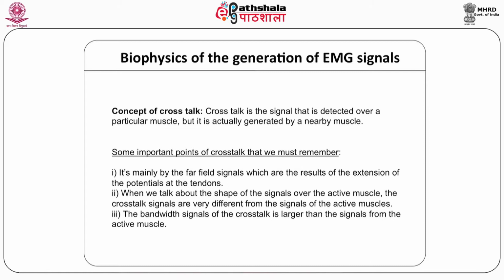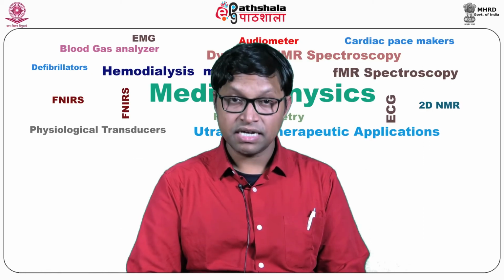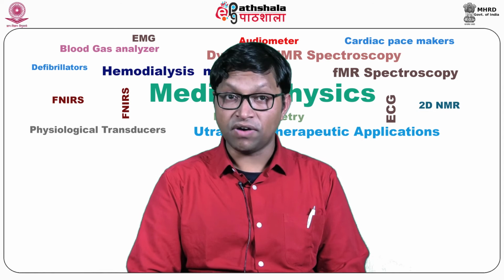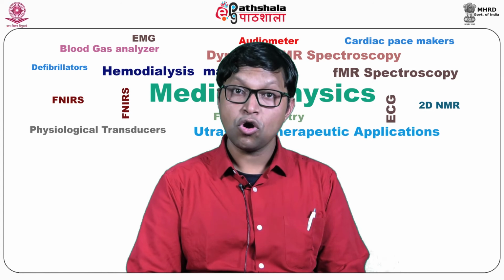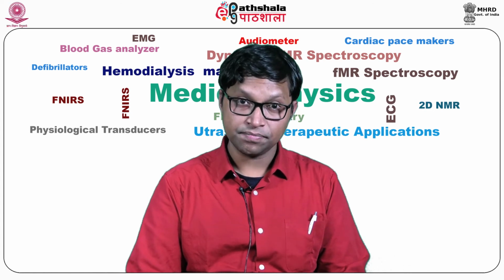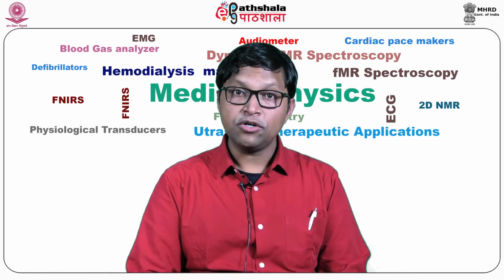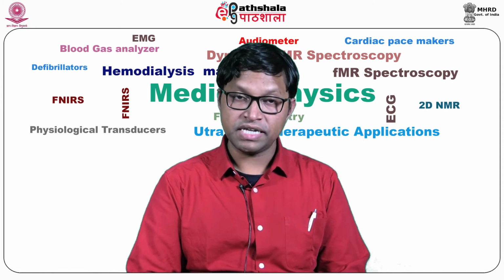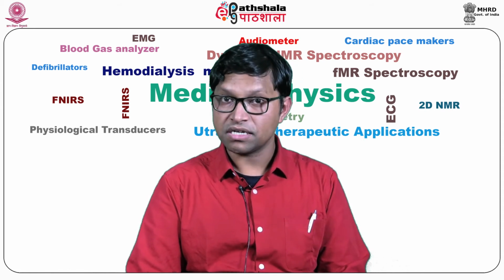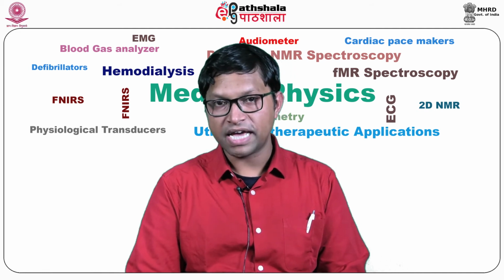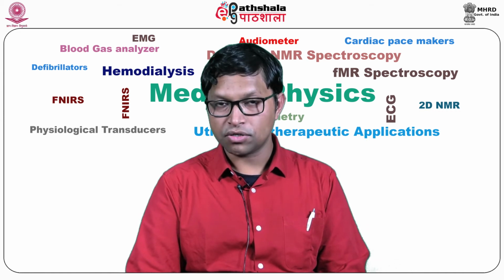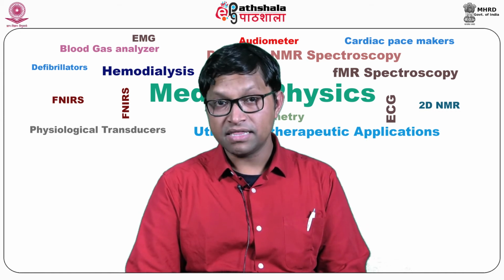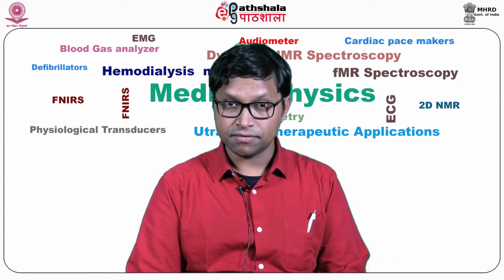Some important concepts of crosstalk that we must remember are that it is mainly due to far field signals that are the result of the extinction of the potential at the tendons. Then, when we talk about the shape of the signals over the active muscle, the crosstalk signals are very different from the signals of the active muscle. The bandwidth of the crosstalk signals is larger than that of the signals from the active muscle.